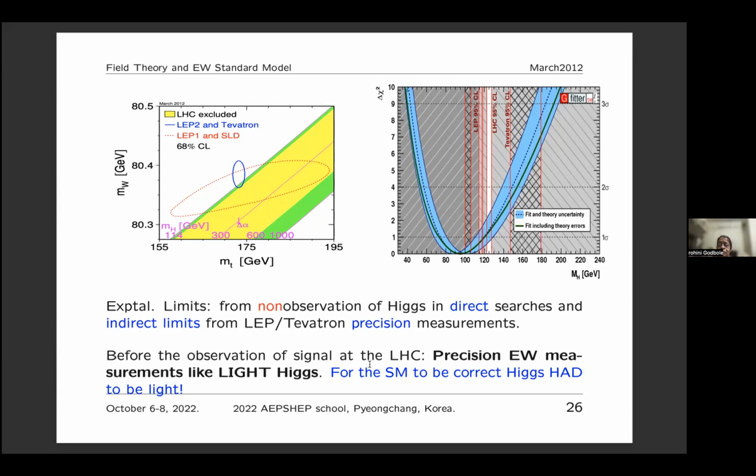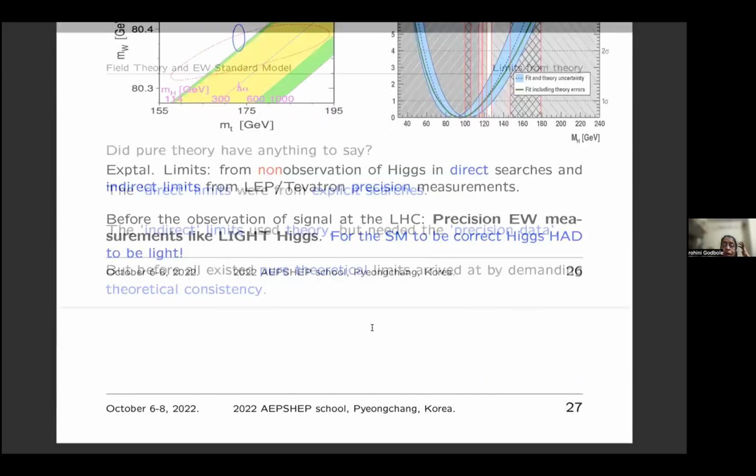So before the observation of the signal at the LHC, the precision electroweak measurements had actually supported the idea that they like a light Higgs, that was this guy, because this chi-square going on increasing means that the larger values of the Higgs masses were not consistent with the electroweak precision measurements. So for the SM to be correct, the Higgs had to be light, and the direct observations had brought it down and excluded most of the region where the Higgs could be light.